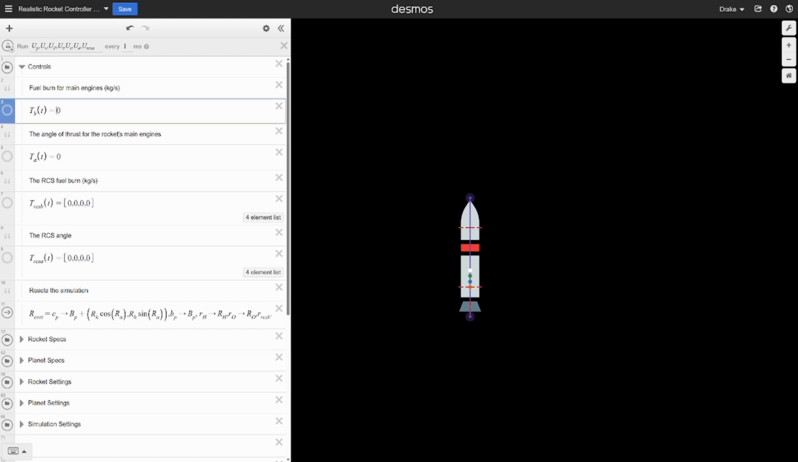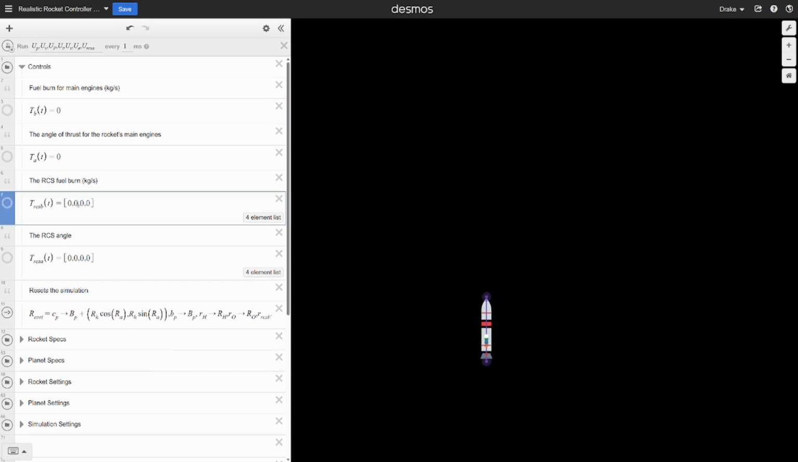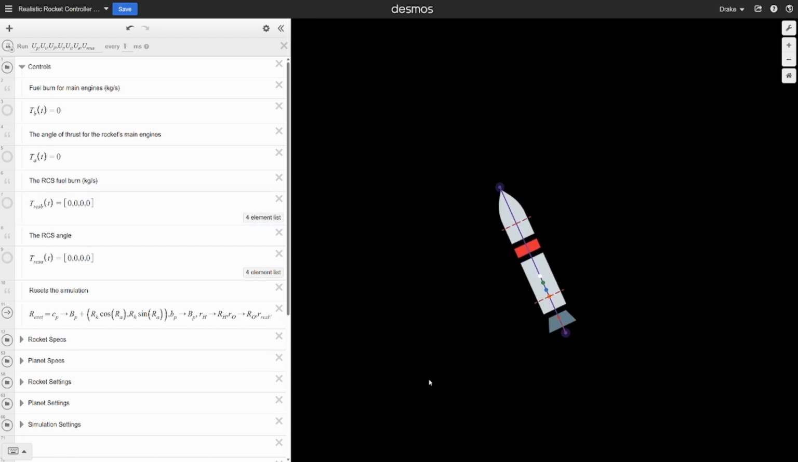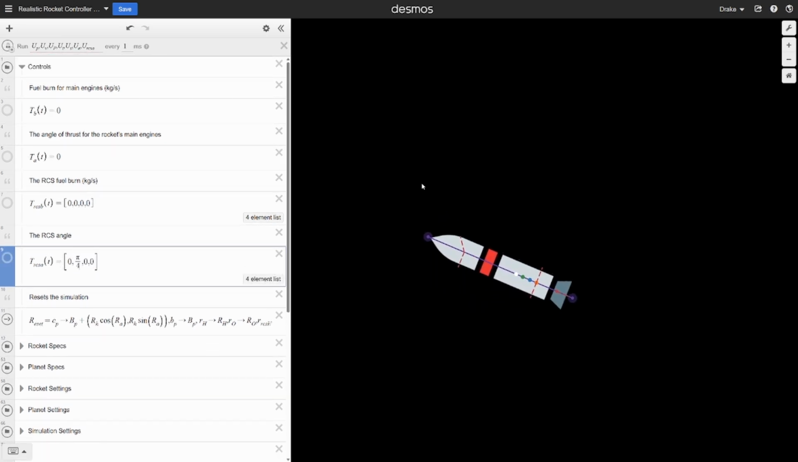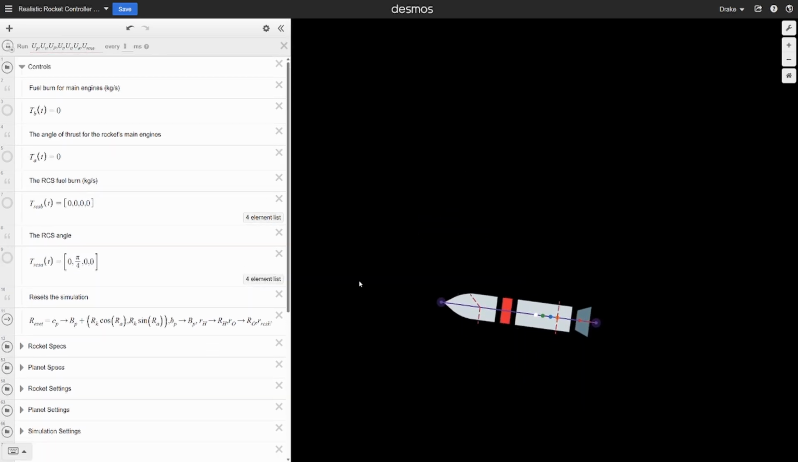I'm just going to start out by burning maybe 10 kilograms of fuel per second, so do something like that. And now we're moving. Now let's get some RCS going. Let's maybe use 5 kilograms of hydrazine per second on this part of the rocket. There you go, you can see that's starting to rotate us. We can actually angle these RCS thrusters as well, so if I do like pi over 4 right there, that's going to angle that, and of course our force then is going to be applied in a different direction, giving a different result.